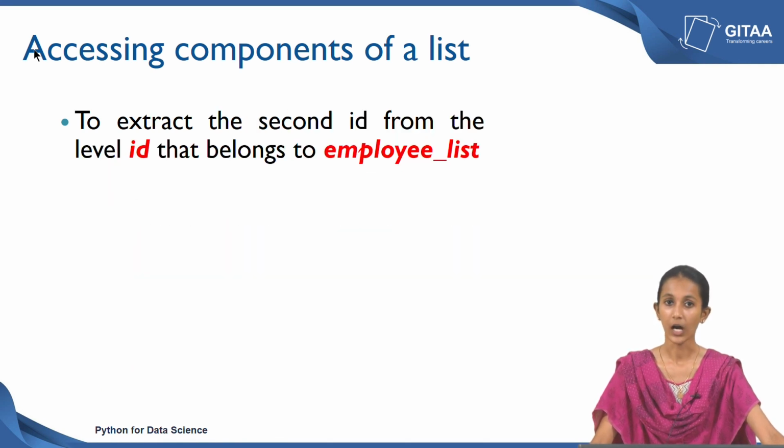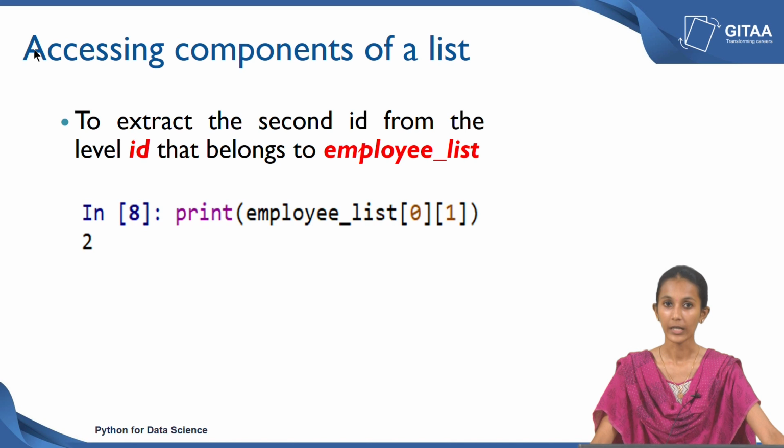Next we will see how to extract a particular ID from the ID which belongs to the employee list. If you want to extract the second ID, then print employee_list, where 0 is our top level component followed by 1 which is our sub level component. You will be able to extract the second ID from the employee_list.